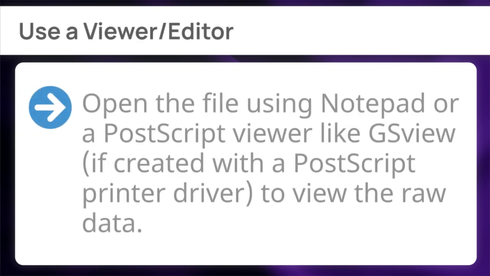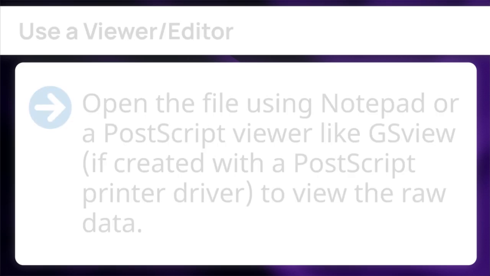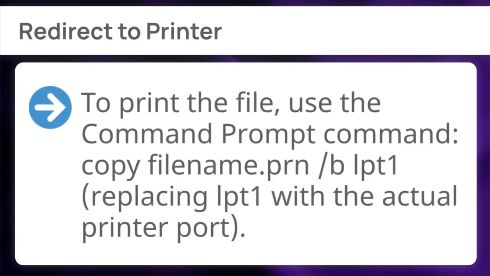Next, use a viewer or editor. Open the file using Notepad or a PostScript viewer like GSView, if created with a PostScript printer driver, to view the raw data. Finally, redirect to printer. To print the file, use the command prompt command: copy filename.prn lpt1, replacing lpt1 with the actual printer port.